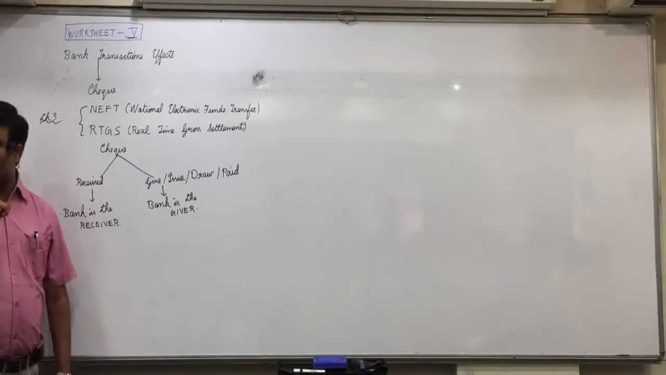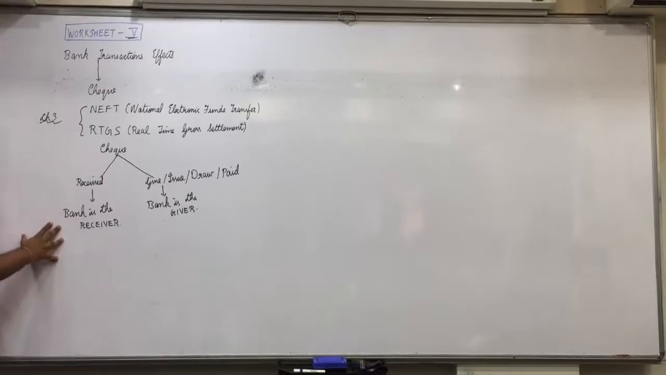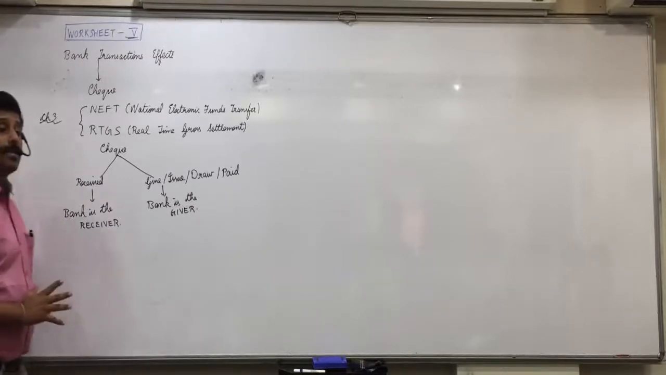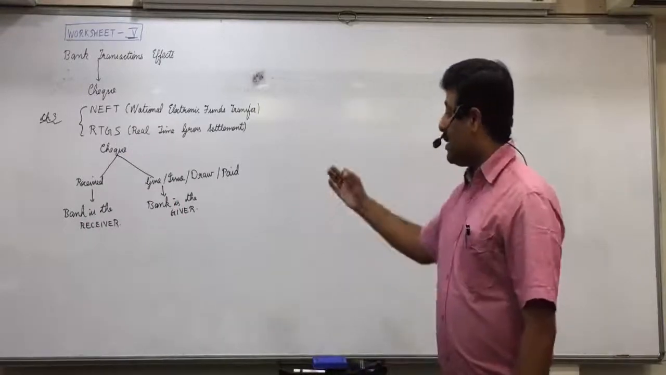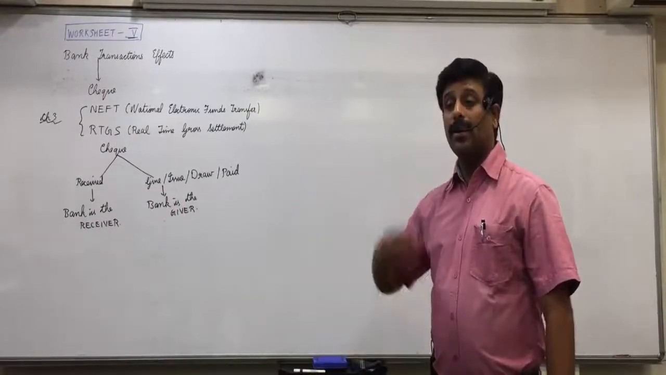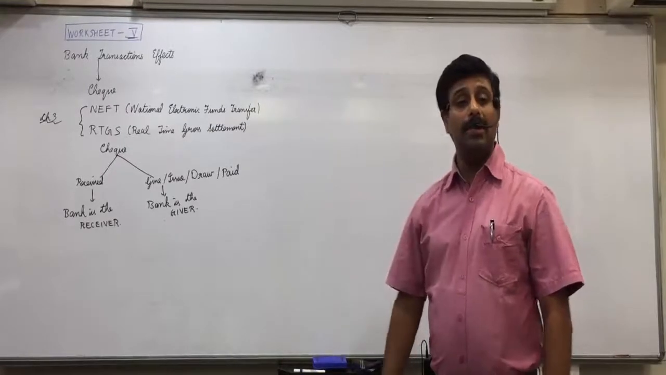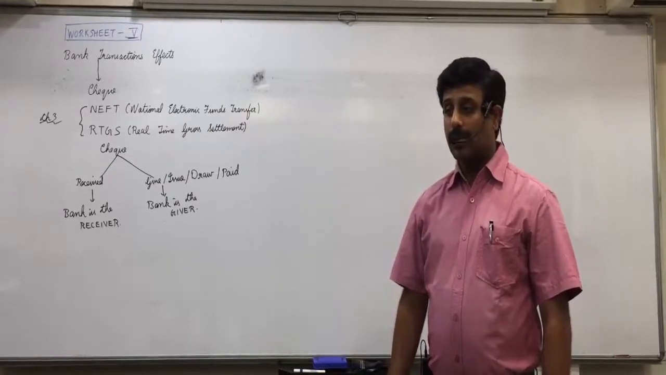Is everyone of you clear with this? So whenever we say bank is the receiver, we actually mean to say our account in the bank is the receiver. Whenever we say bank is the giver, we actually mean to say our account in the bank is the giver. Understood this? Write it down.